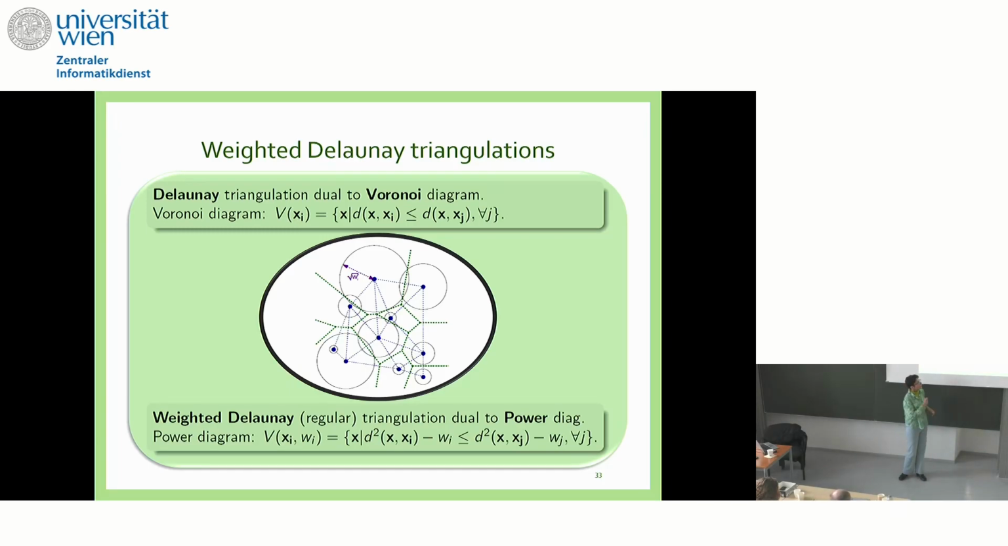I'm presenting this as a set of circles, but please note that these weights can also be negative. I'm illustrating them as positive weights, but they can be negative too, though I cannot show them as circles here. And again, under some genericity conditions, the dual is always a triangulation.